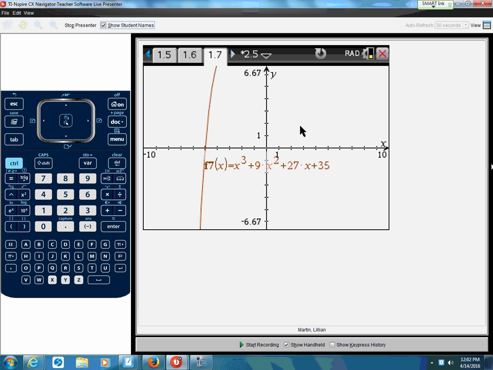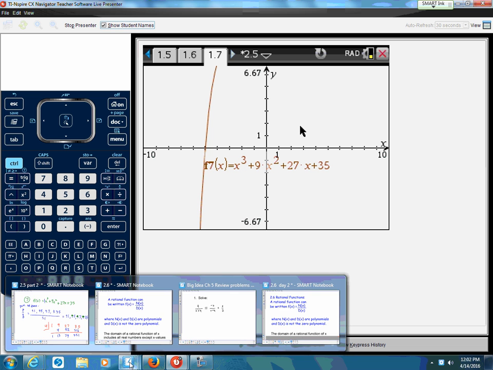We didn't use Descartes' rule of signs yet, did we? To find out how many positive real zeros or how many negative real zeros. Let's pause for a moment and do that. So let me go back here.